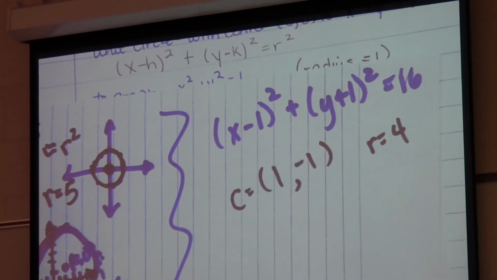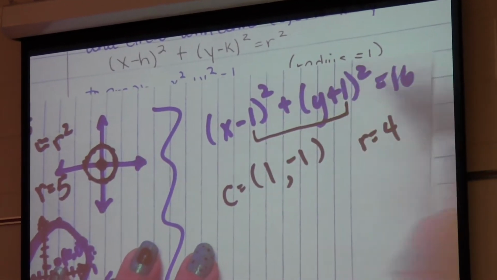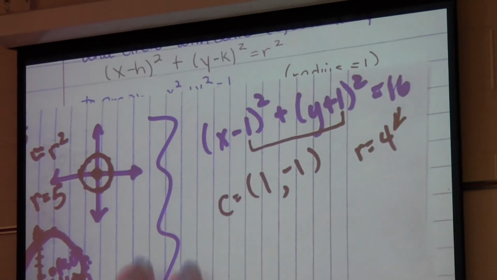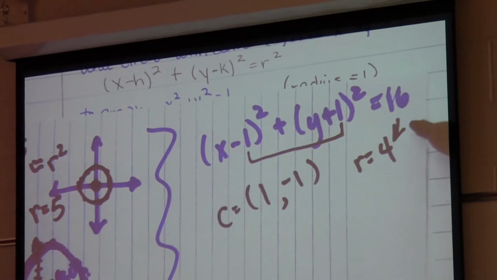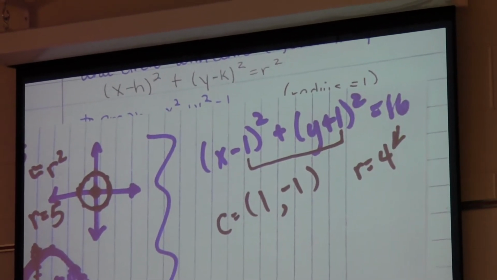Questions about that? So this is my center. This is my radius. Center numbers are opposite of what I think. The radius is just the square root of what I think. It's okay?